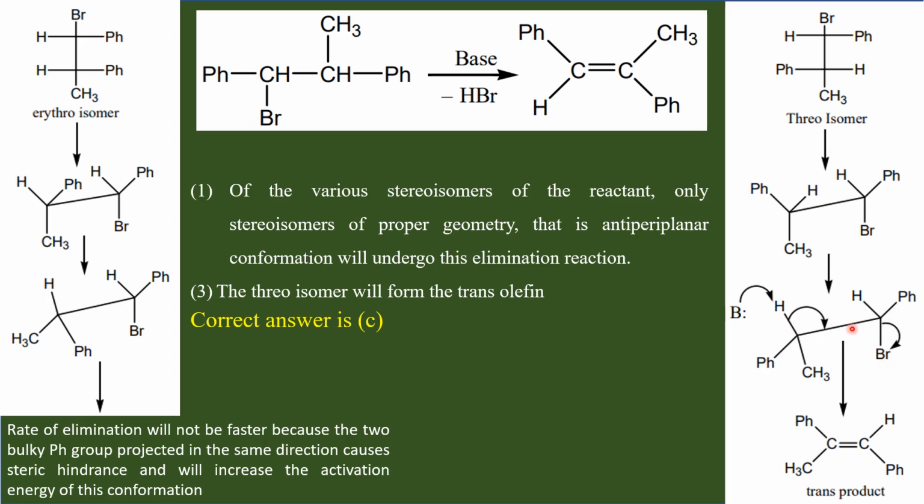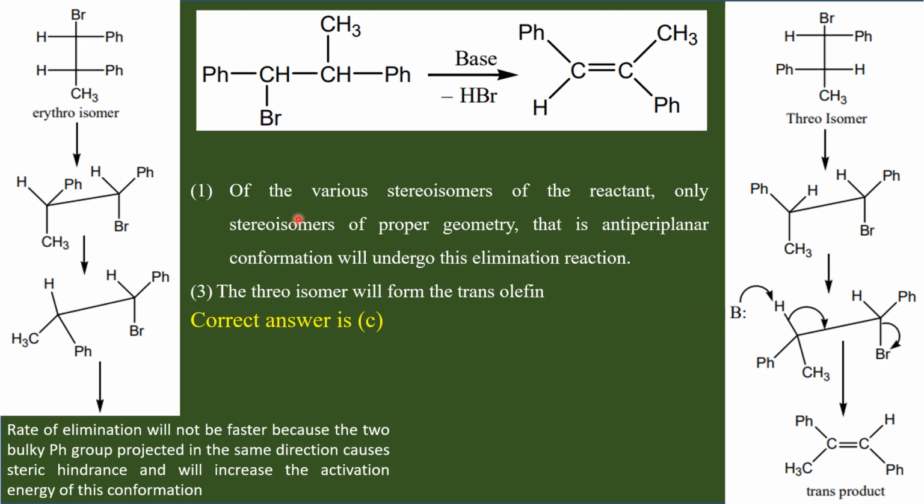So during the formation of a new pi bond here, you now have the phenyl groups, the bulky groups, on the opposite side. Therefore, the transition state will have lower energy and the reaction will go at a faster rate, and in your product also the two phenyl groups will be on the opposite side. So it is the threo isomer that will undergo elimination at a faster rate.